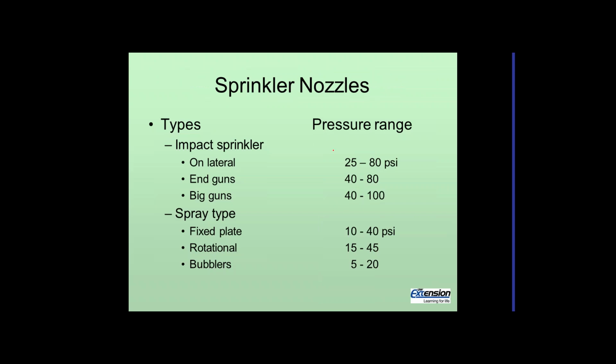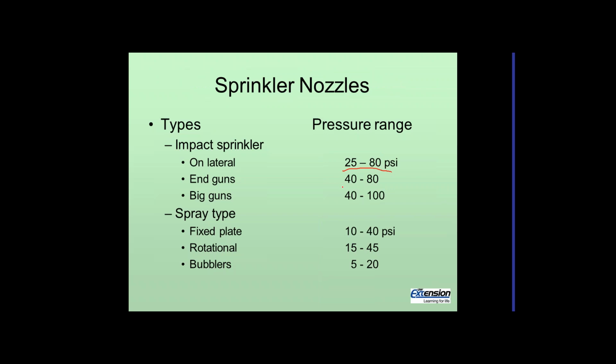Sprinkler nozzles: impacts are the ones that have been around the longest. They require higher pressures, but they have a bigger wetted diameter, which has advantages from an instantaneous rainfall rate. They can run on 25 to 80 psi, and at lower pressures they won't throw the water as far as they will at higher pressures.